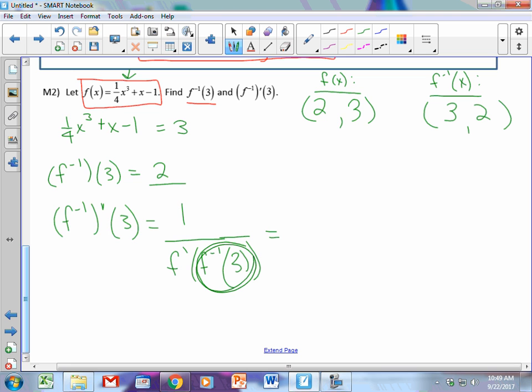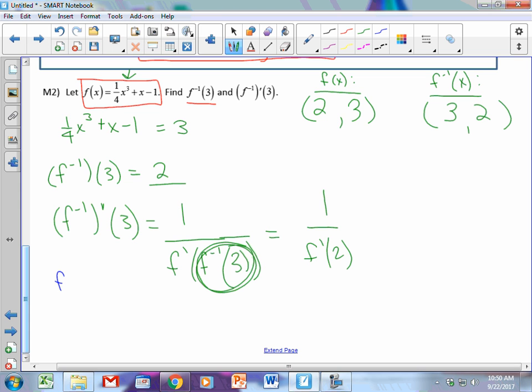Inverse of 3 is 2. Very good. We know f inverse of 3 is 2, right? So this is actually going to be the same thing as 1 divided by f prime of 2. And we probably could have already figured that out, based on things we've learned so far. It's going to be the reciprocal of the inverse of that. Okay, so now we need to figure out, what is f prime of 2?